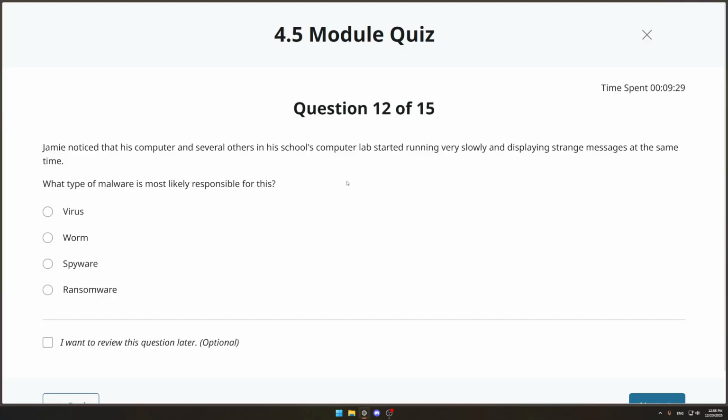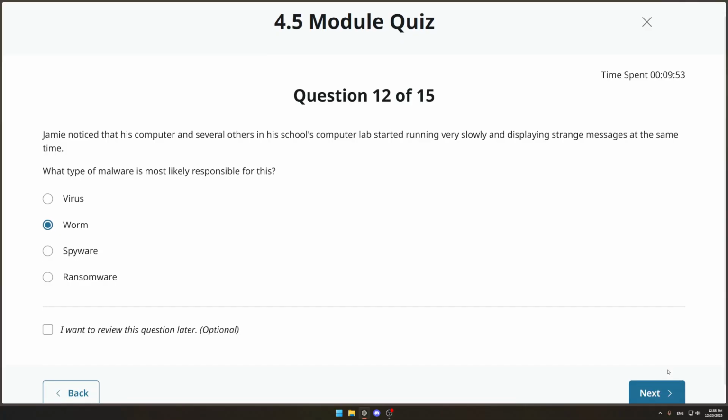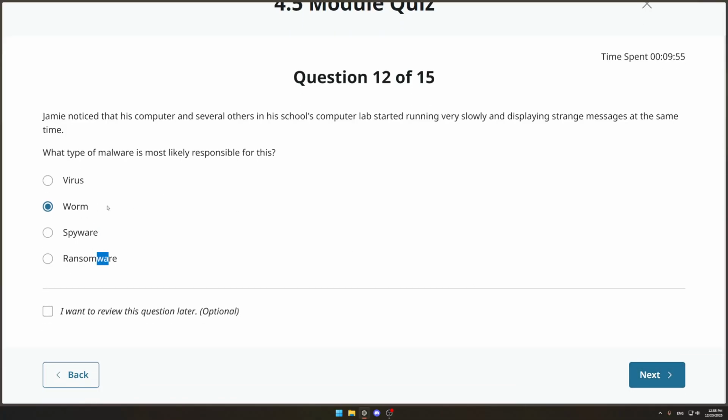Number 12, Jamie noticed that his computer and several others in his school's computer lab started running very slowly and displaying strange messages at the same time. What type of malware is most likely responsible for this? And I remember getting this wrong in another video. And the answer is worm, and that is because it is showing up on several other computers in the computer lab, which, if we remember, the worm is meant to spread malware.